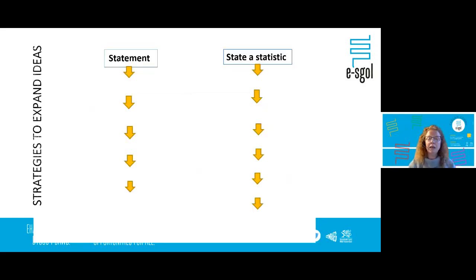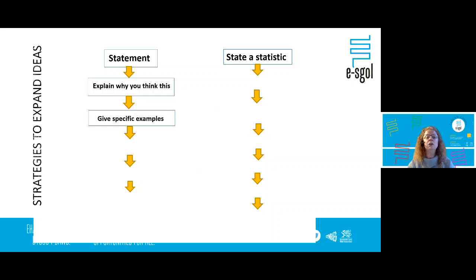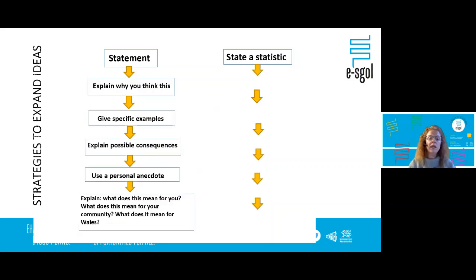Think about this as your plan for exposition writing. So this is what it looks like. You make your statement, you explain it, you give examples, you explain the possible consequences, you use a story, and then you explain what it means for you.